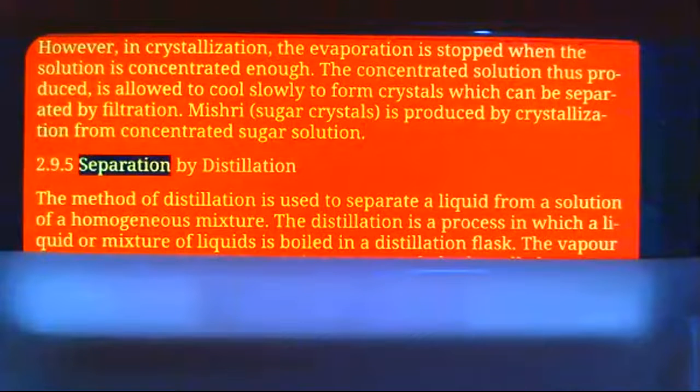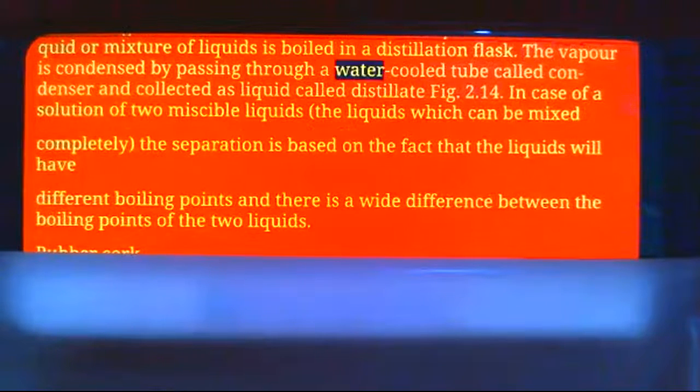2.9.5 Separation by distillation. The method of distillation is used to separate a liquid from a solution of a homogeneous mixture. Distillation is a process in which a liquid or mixture of liquids is boiled in a distillation flask. The vapor is condensed by passing through a water-cooled tube called a condenser and collected as a liquid called distillate. See Figure 2.14. In case of a solution of two miscible liquids, the liquids which can be mixed completely, the separation is based on the fact that the liquids will have different boiling points and there is a wide difference between the boiling points of the two liquids.